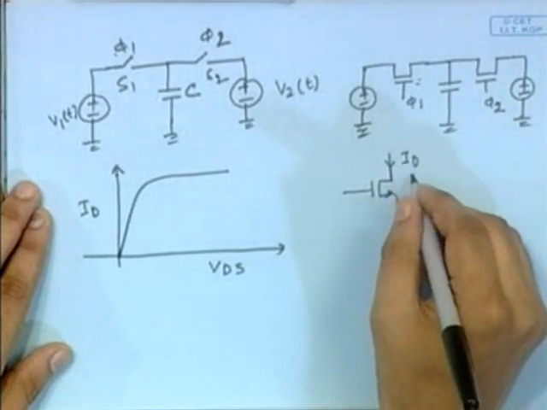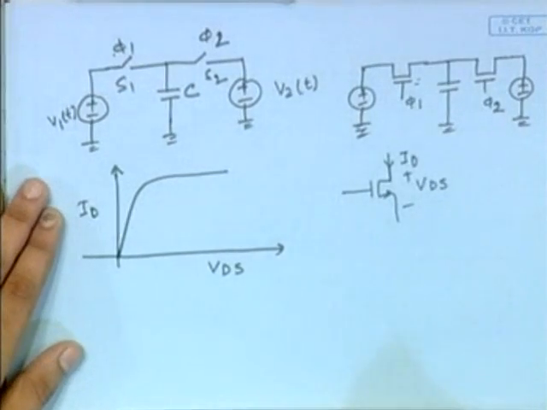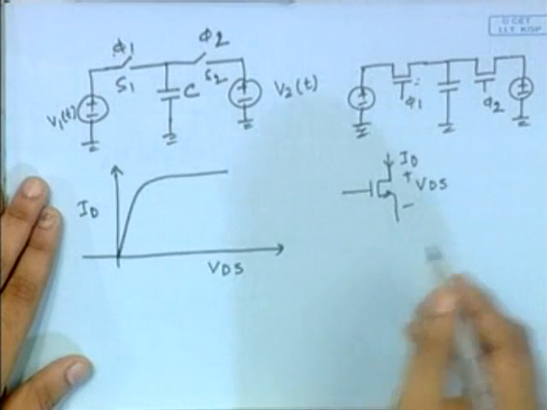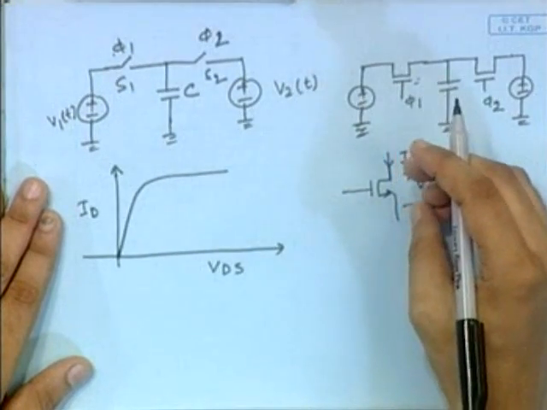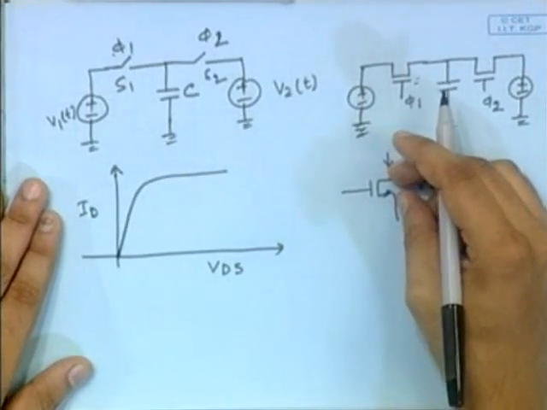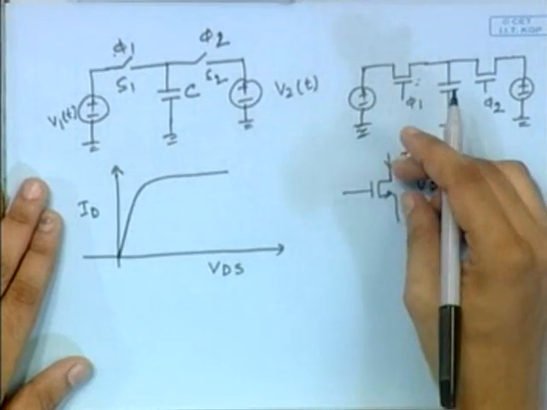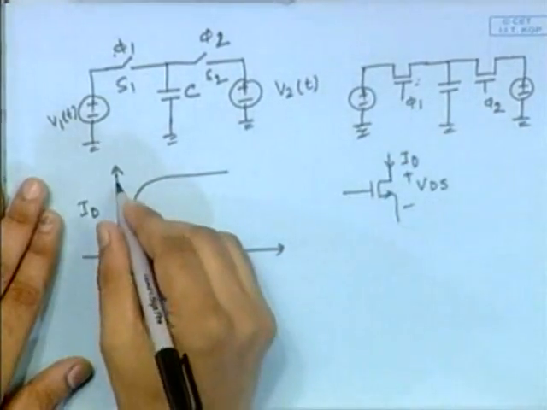This is ID and this is VDS. Now when we design switches, we assume that there should be very little voltage drop across the switch. So VDS should be as small as possible.